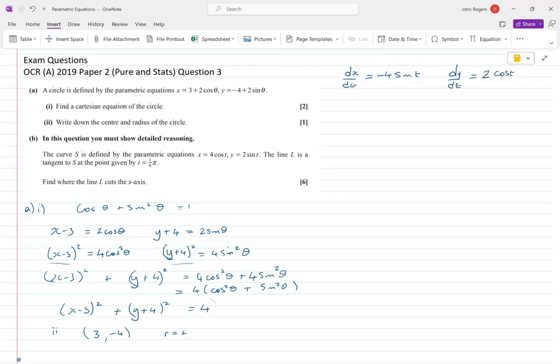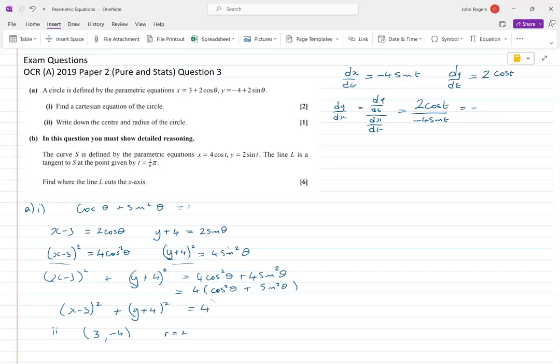So divide the two, we've got dy by dx is the division of those two, because that's dy by dt over dx by dt, and that equals 2 cos t over minus 4 sine t.